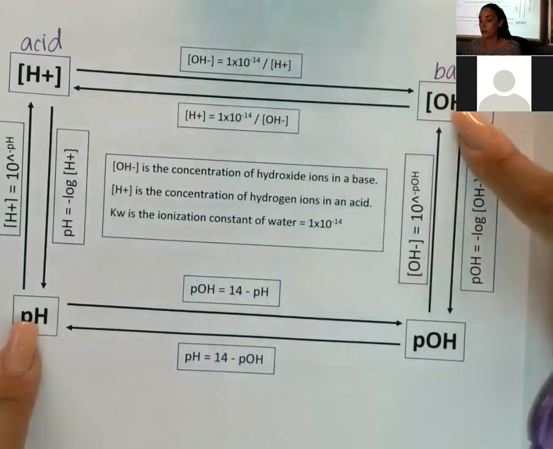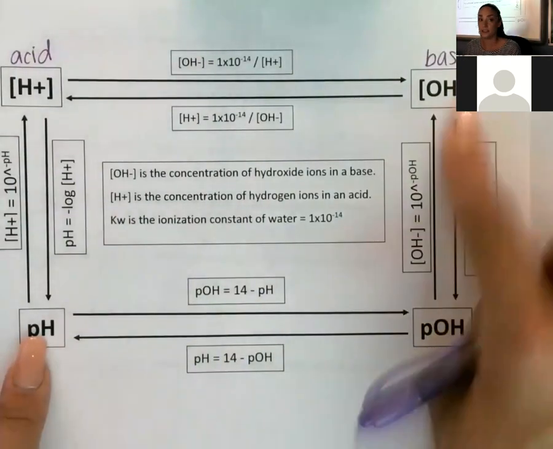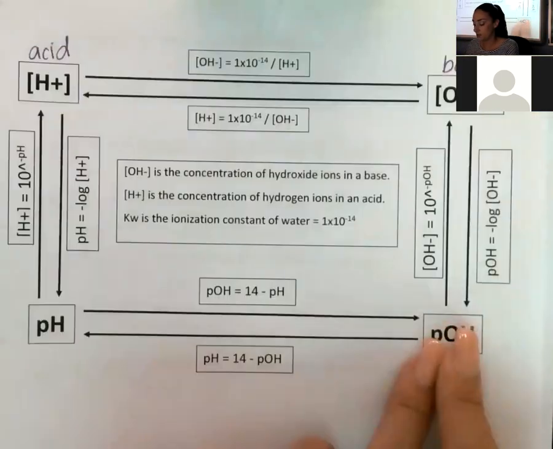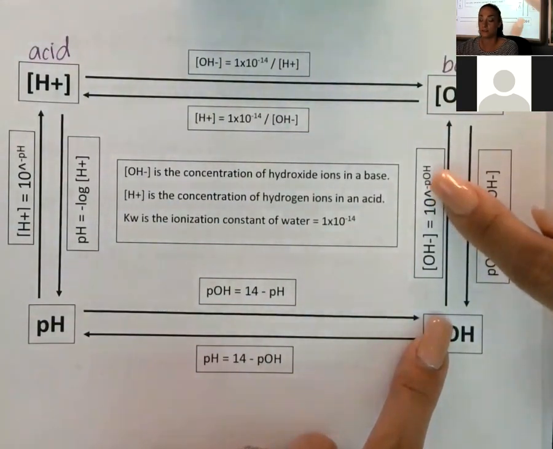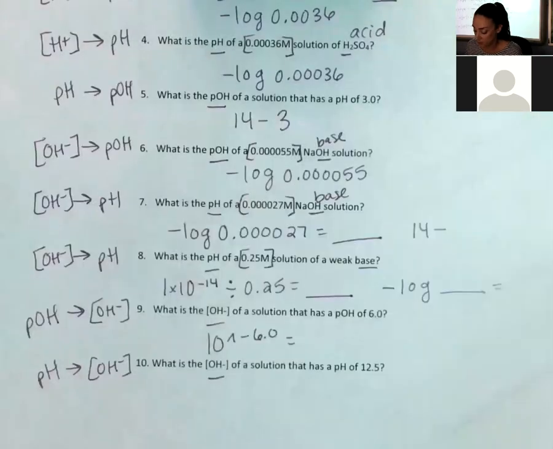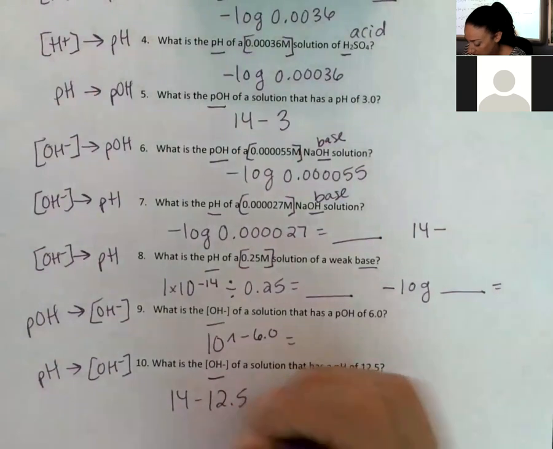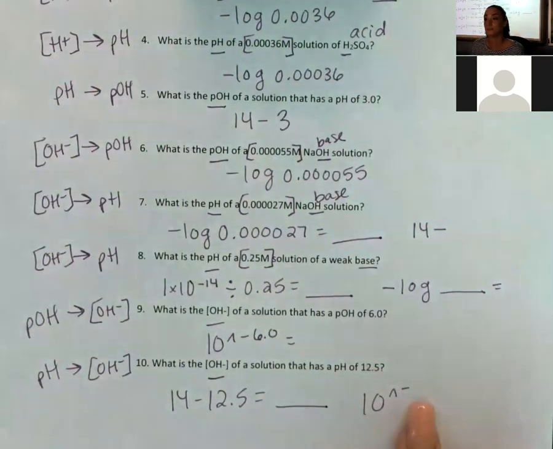So pH to OH, this is a corner to corner, which means you're going to have to use 2 equations to get there. And anytime you can take the bottom route, that's easier than going the top way. So we're going to go across. We're going to subtract from 14 first. Whatever you get here, we're going to go up and raise it to 10 raised to the negative of that answer. Okay. So we'll do 14 minus 12.5. Whatever I get here, I'm going to do 10 raised to the negative of that. Okay, so those are your 2-step problems.